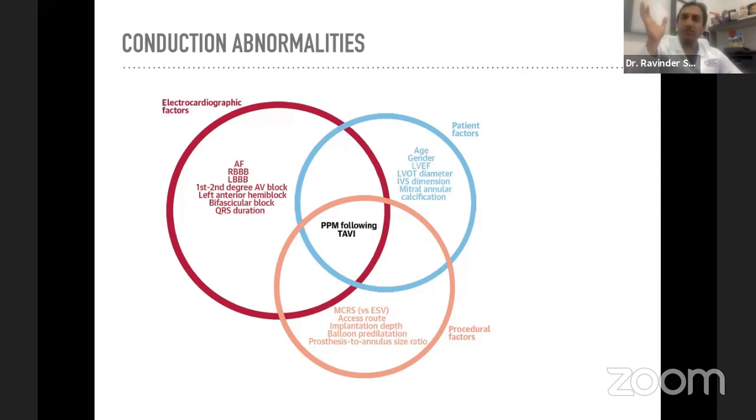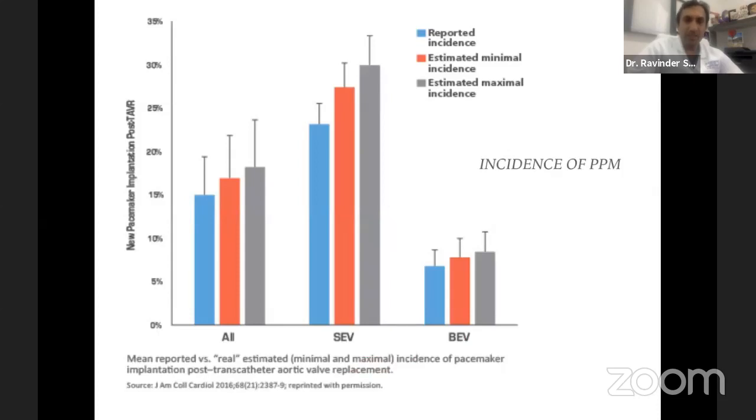These are the four important factors which affect the patient's conduction system, and there can be an increased chance of permanent pacemaker. So if you see these patients on follow-up, EKG is very important. You need to identify all abnormalities in the EKG and also compare it with the baseline. These are the incidence of pacemaker post-TAVR.